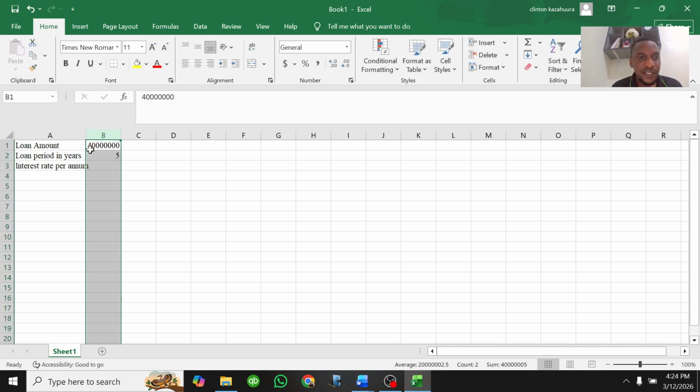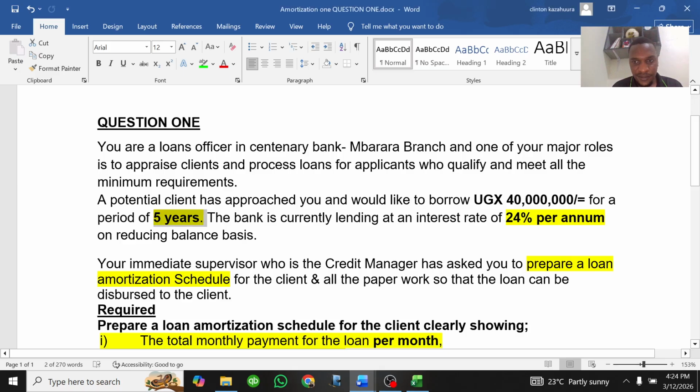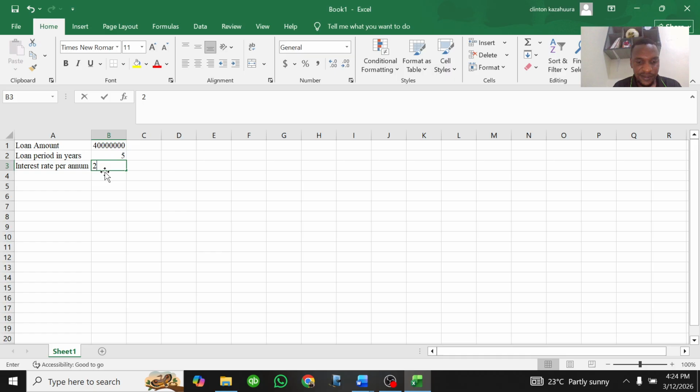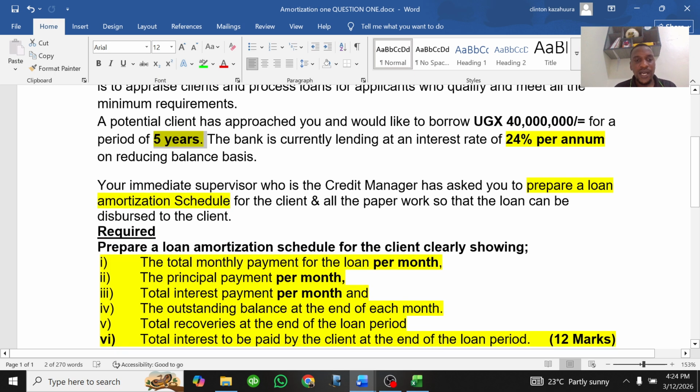So our interest rate per annum is, we check the question, it is 24%. So you come through here and we put 24%. Now that is it. That is information that I've extracted from the question. Now, due to what is required here, everything is per month.